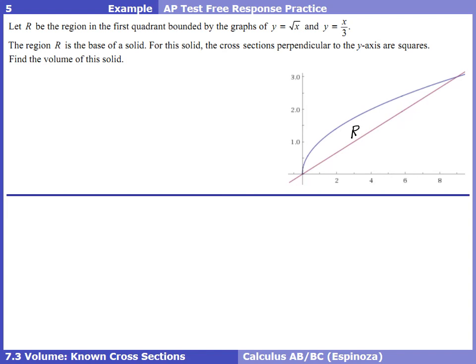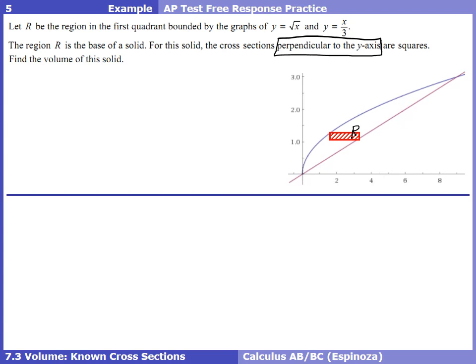And here we're taking slices perpendicular to the y-axis. And sticking out of our paper, or this thing that we're looking at, we're going to have squares. And we want to find the volume of this solid. So first thing we have to realize is since we're slicing perpendicular to the y-axis, that's going to mean we're going to need a horizontal rectangle.